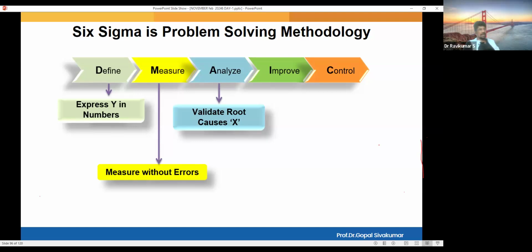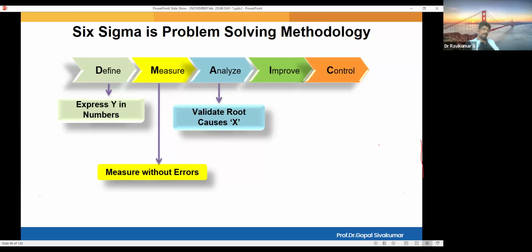See, for example, a person is going to a doctor. The doctor is asking for symptoms, and he's saying some symptoms, and the doctor is asking to take a blood test. Suppose the lab technician collects the data with errors and gives a wrong report, what conclusion will the doctor come to? He will come to a wrong conclusion, right? So we have to ensure that the data collected from your process is without any errors.